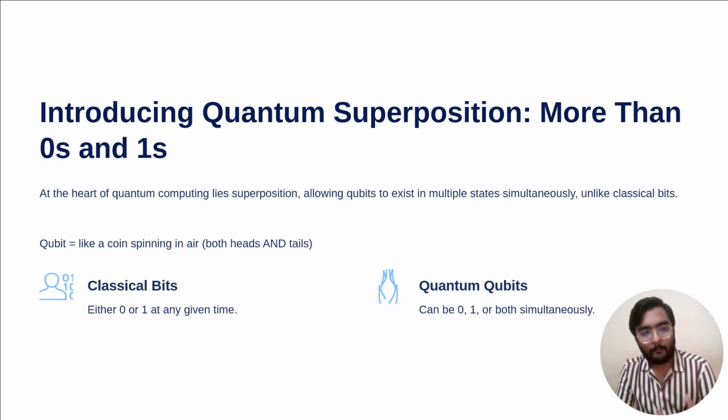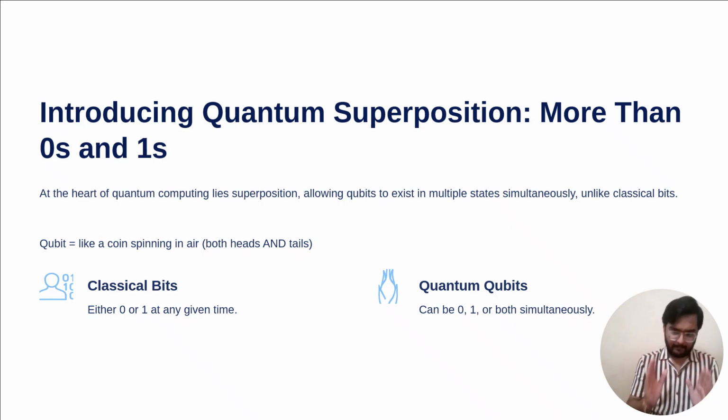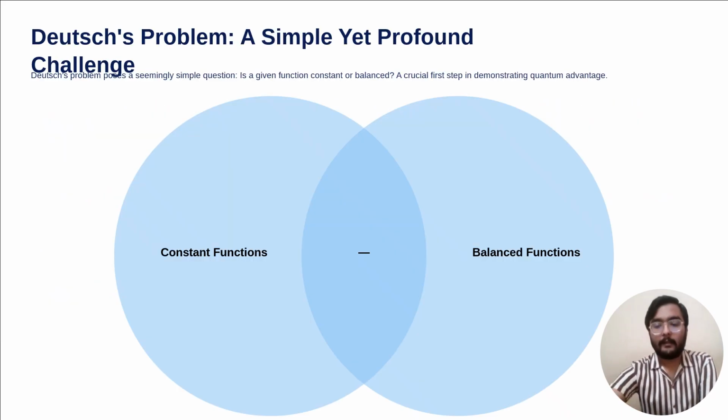At the heart of quantum computing lies superposition, allowing a qubit to exist in multiple states simultaneously. As I said before, classical bits are either 0 or 1 at any given time. A qubit can be 0, 1, or both simultaneously. Now let's look at Deutsch's problem.